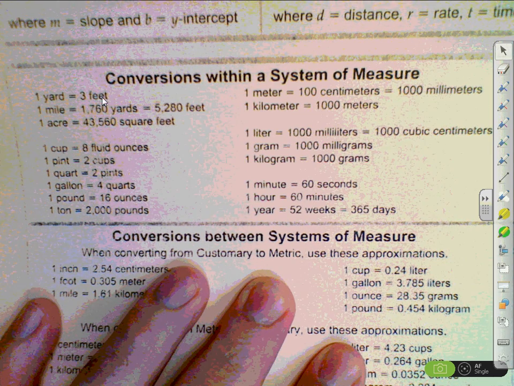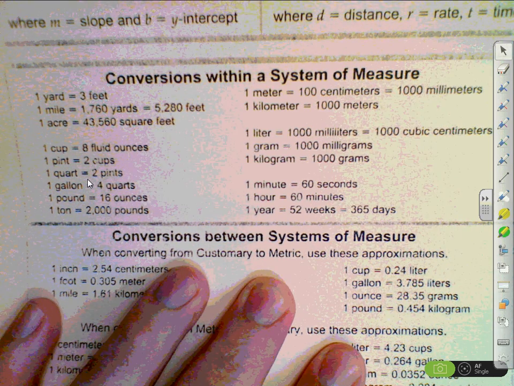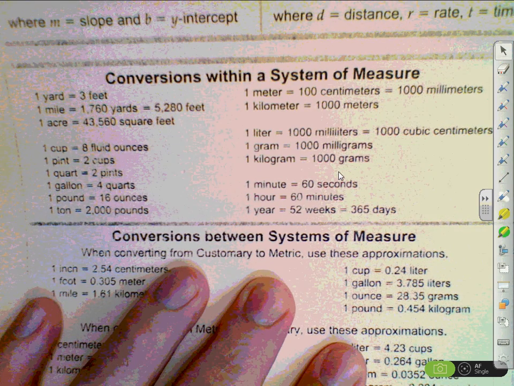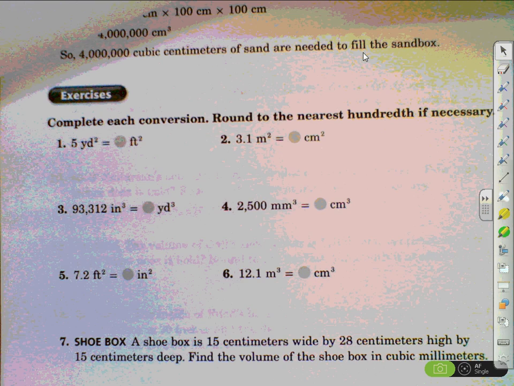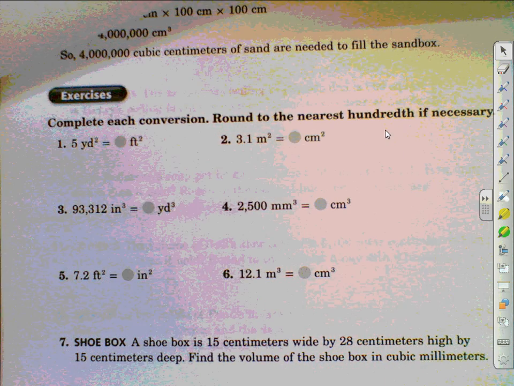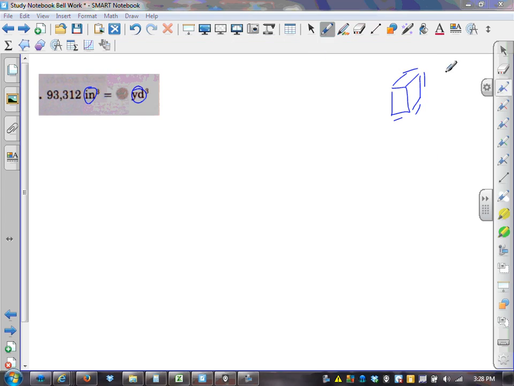And of course we know 1 foot is 12 inches, right? They didn't put that on our reference sheet because they figure 6th to 8th graders should know this by now. So we don't have a direct inches to yards, but we can go from inches to feet, and then from feet to yards. This one's actually going to be pretty long since we have inches cubed also. So we can split this up.